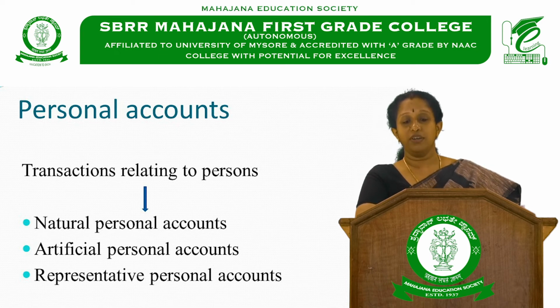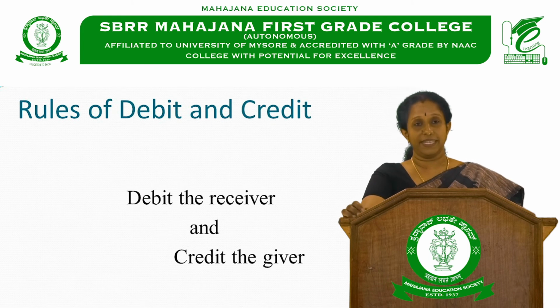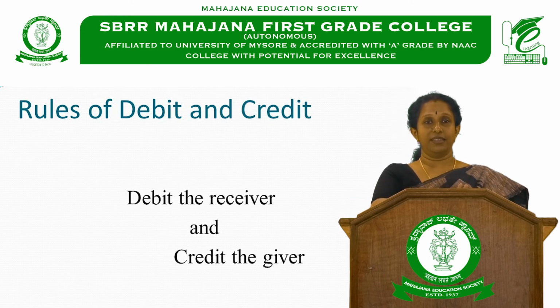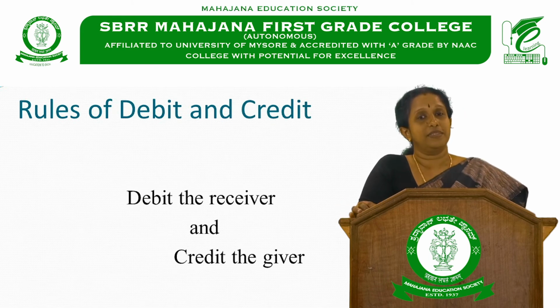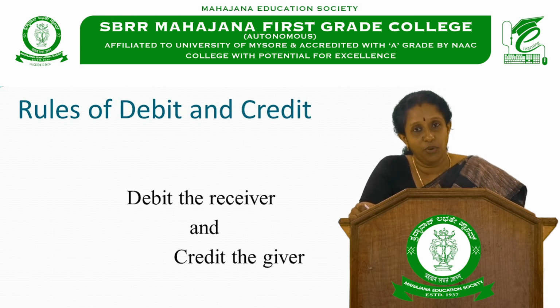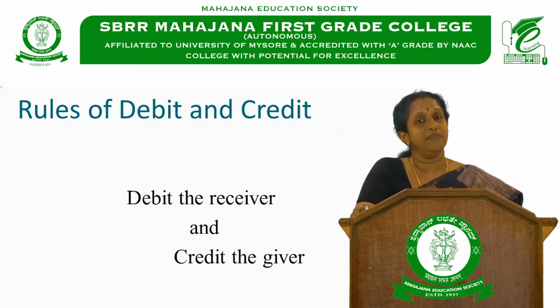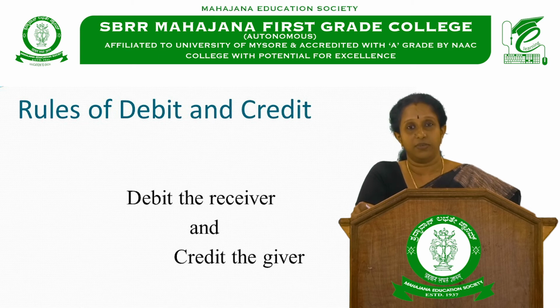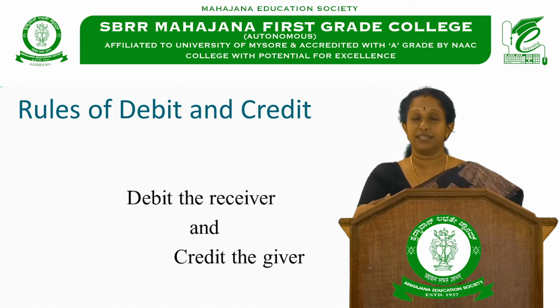Okay, so moving on to the rules for this personal account, let me just make it clear. You need to debit the receiver and credit the giver. That's the rule that you need to follow when you pass the journal entry with respect to personal accounts. Fine. So we'll move on to the second one, that is the real account.